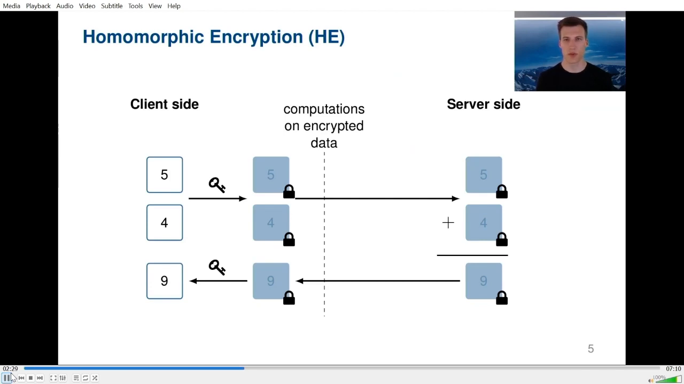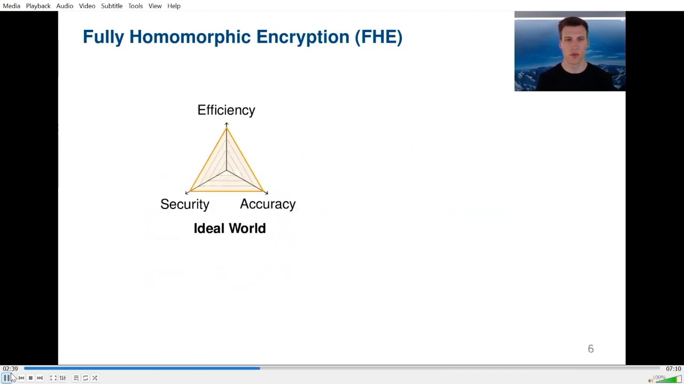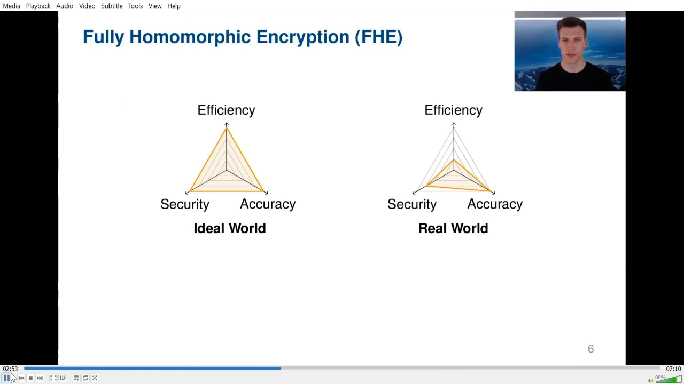If a homomorphic encryption system supports both additions and multiplications, it is termed a fully homomorphic encryption system, or FHE in short. So why don't we always use FHE instead of classical crypto systems? In an ideal world, we could use FHE with perfect security, high accuracy, and high efficiency. However, in the real world, there is always a trade-off between these. For example, a high accuracy comes at the cost of reduced efficiency.